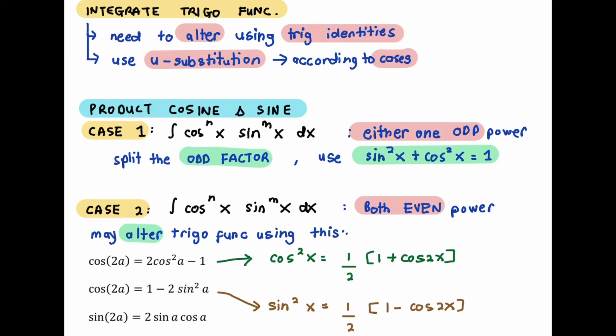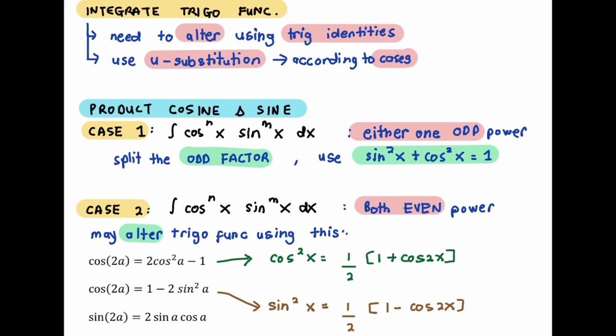The first one is the question involving product of cosine and sine. So whenever you see the combination of integration cosine and sine, you need to remember to follow either case 1 or case 2. Now let's focus on case 1. If you have integrate of cos to a certain power and sine to a certain power of dx, the first case is referring to either one of the functions having odd power. Okay, so either your cos is odd power or your sine is in odd power.